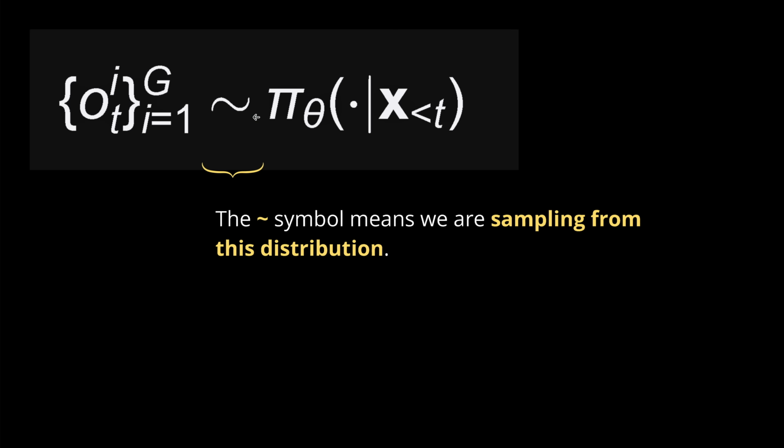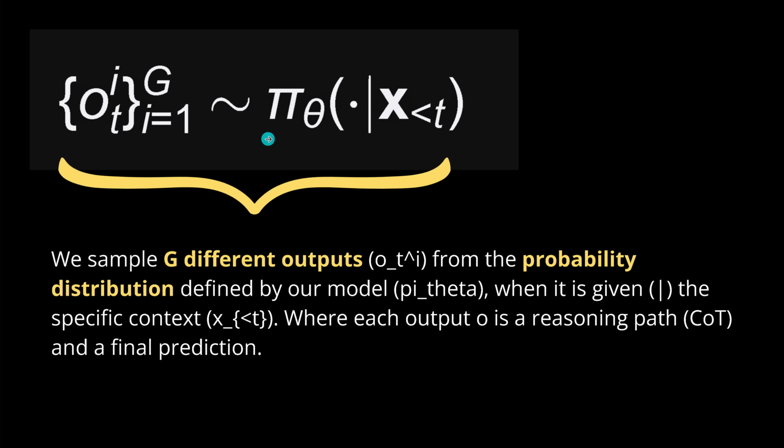So what does it mean? It simply means we are sampling from this distribution. So we know that this is a probability distribution. Now we are sampling something from this. So what are we sampling? Let's have a look now at the complete term. You have here O. O stands for output, but we sample G. As you see here, it runs from i equal 1 to capital G. We sample G different outputs from the probability distribution defined by our LLM, our policy pi theta, when it is given the specific context X, or the history of the token, the history of the sequence, where each output O is now a reasoning path, or if you want, a chain of thought argumentation and a final prediction.